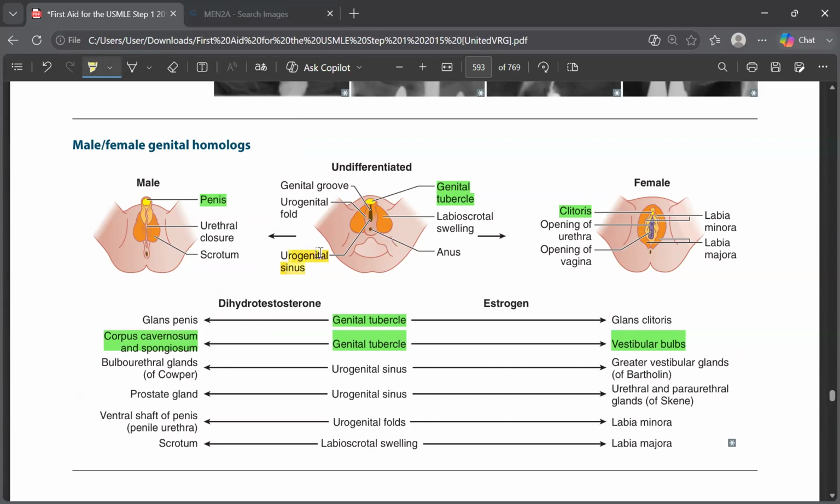The urogenital sinus right here, the genital groove above it, the urogenital folds on each of its sides, and the anus right there, and labioscrotal swellings on the lateral side.